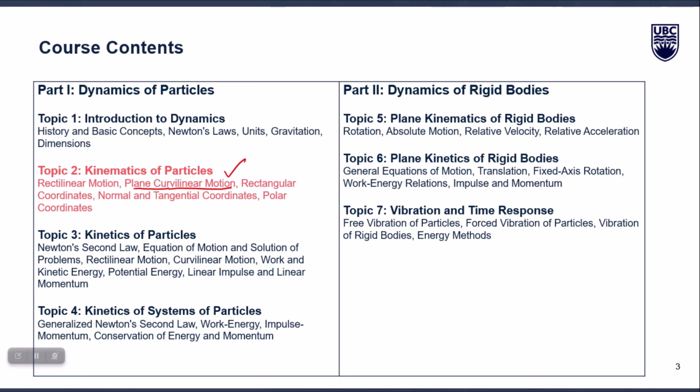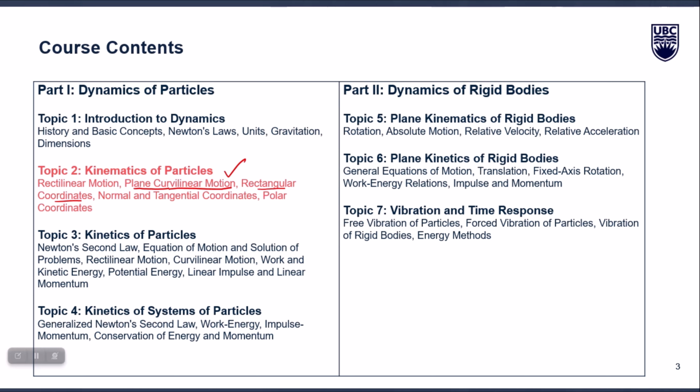One is using rectangular coordinates, one is using the normal and tangential coordinates, and then also using polar coordinates. We discussed the use of rectangular coordinates to describe a 2-dimensional motion, which essentially summarizes into that we will decompose a 2-dimensional plane motion into the x and y components, and then we can convert the displacement, velocity and acceleration into each other by treating x component separately and y component separately.